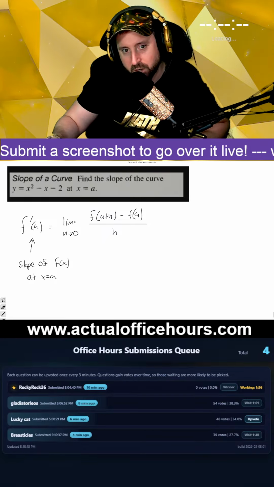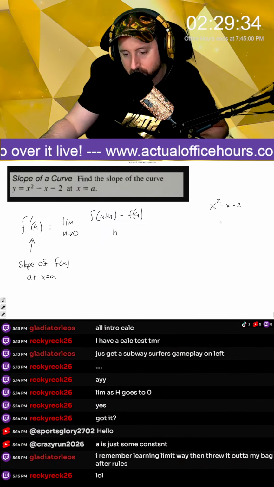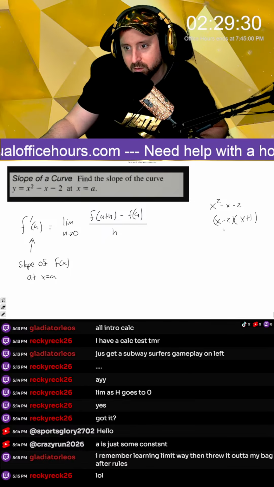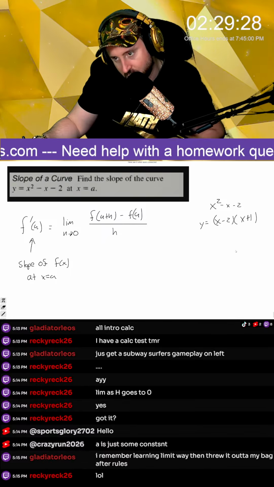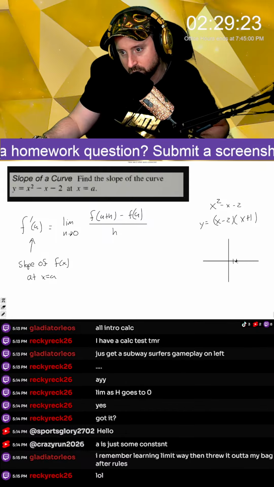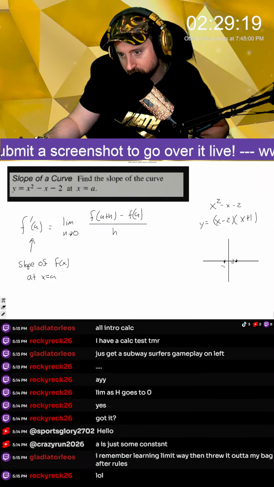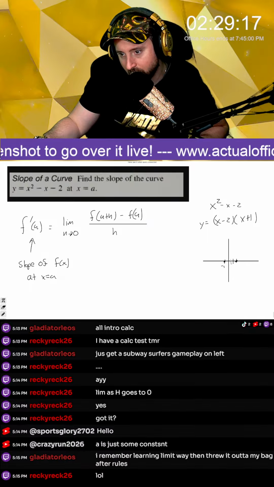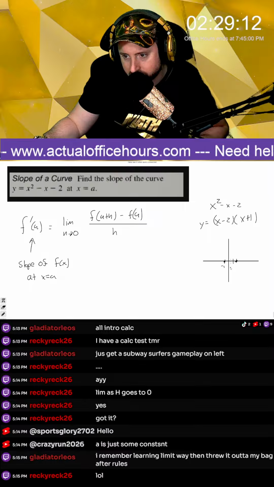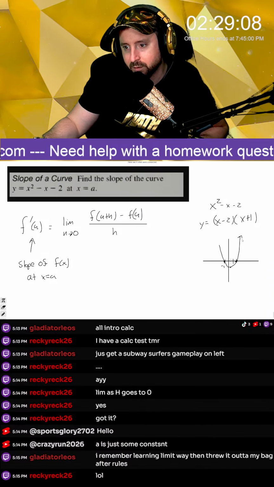Let me think what that looks like. We could factor this right off the bat, right? So x squared minus x minus 2 is the same thing as x minus 2, x plus 1. So you now know there's a 0 here at 2. There's also a 0 at negative 1. So, I don't know, vertex is probably down here somewhere. And then, because it's positive, it looks something like this, right?